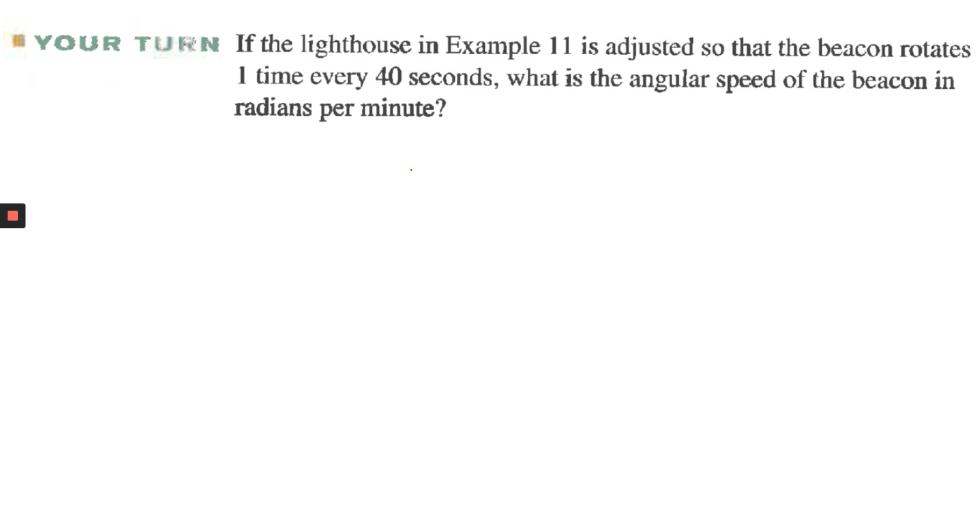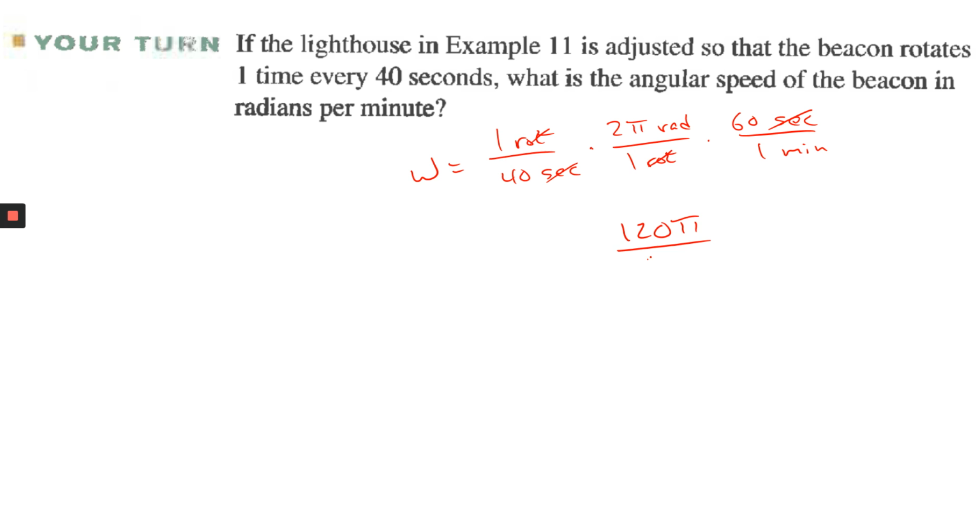Okay, so we're going to say omega equals 1 rotation every 40 seconds. And so we'll convert this into radians per minute. So we get 2 pi radians per 1 rotation, and we get 60 seconds in 1 minute. So we'll end up with 120 pi over 40, which reduces down to 3 pi radians per minute.